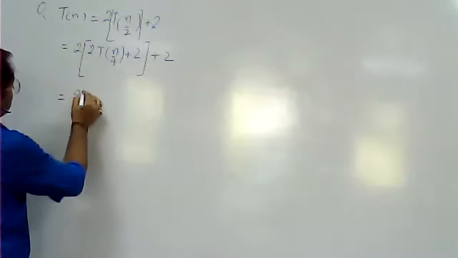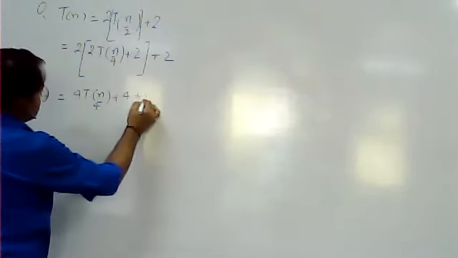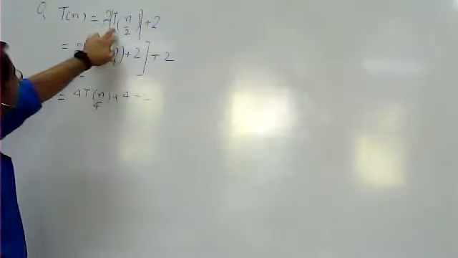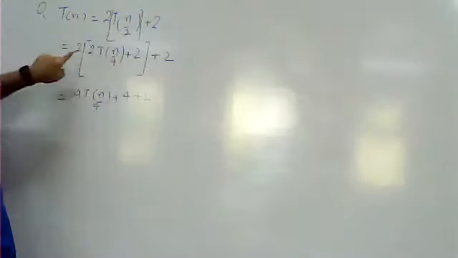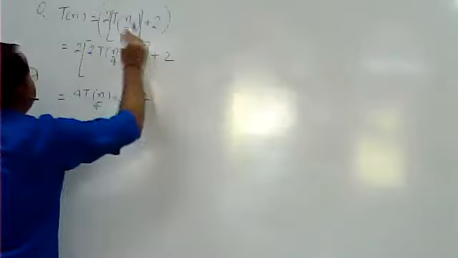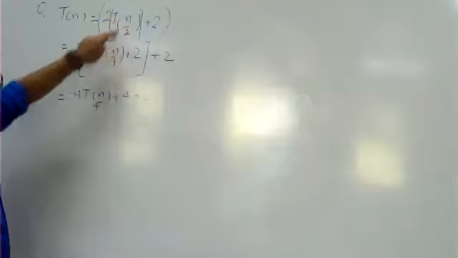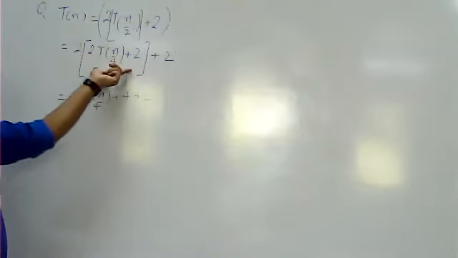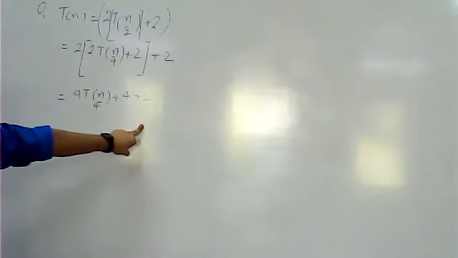Expand it, you get 4T(n/4) plus 4 plus 2. Here we are substituting the value of T(n/2). So 2 is outside, and the 2 has nothing to do with T(n/2). Now in the same equation, if we put n by 2 in place of n, it will become n by 4. The rest of the equation is as it is. So 2 will be multiplied and we'll get this one. Is this clear? Yes, sir.